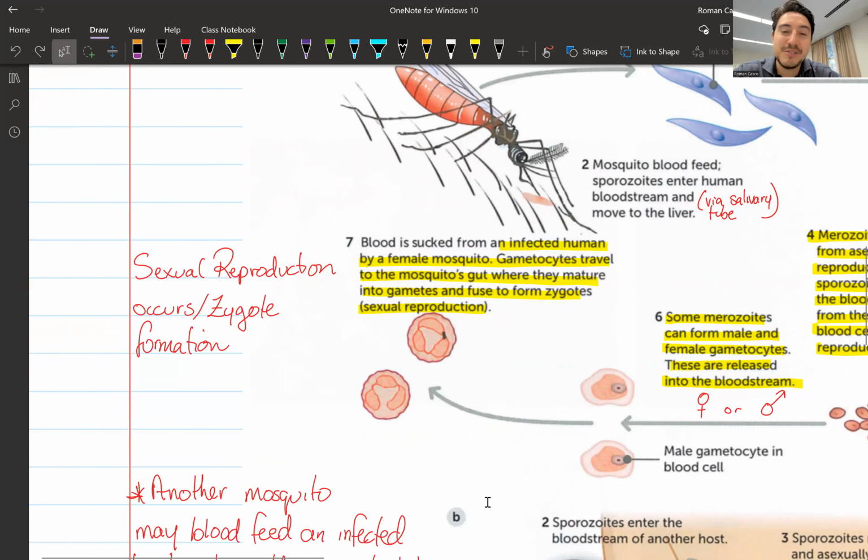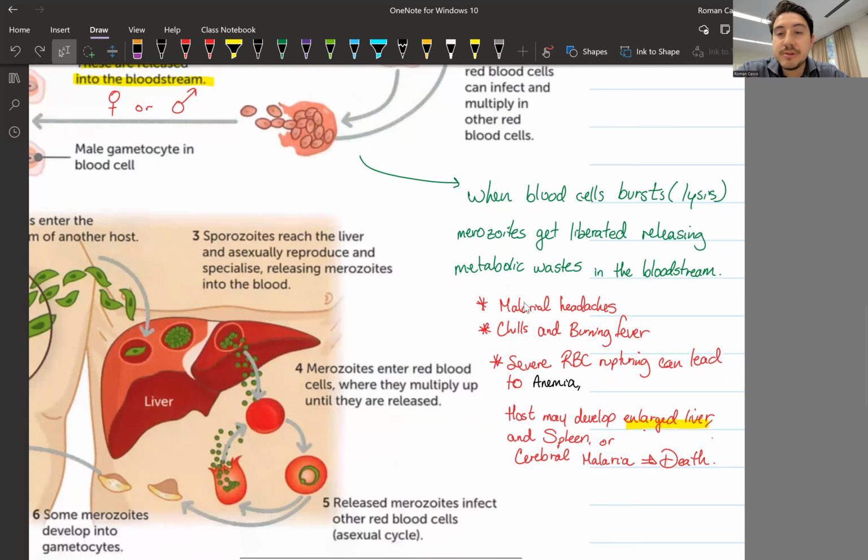One of the things, going back to red blood cells, whenever they burst and are lysing from cells, remember, they're living cells themselves, and they're doing their own metabolism, and they're liberating chemical waste from their own metabolic machinery. So that waste is what gives us the symptoms that we feel as sickness. It could be malarial headaches, chills, or burning fever.